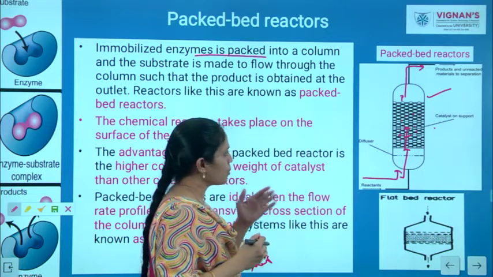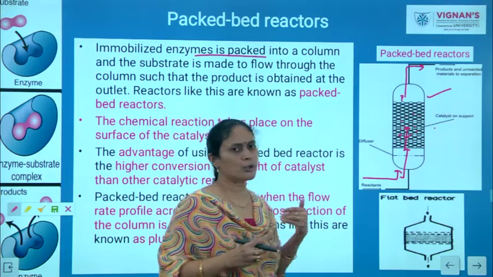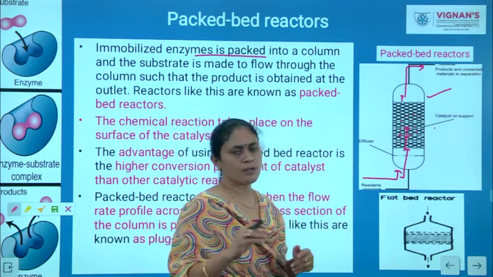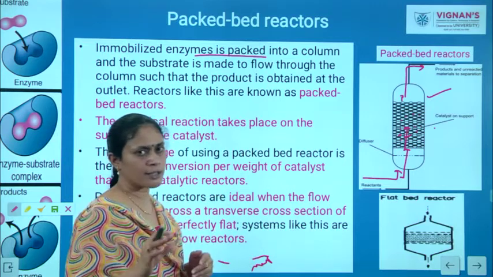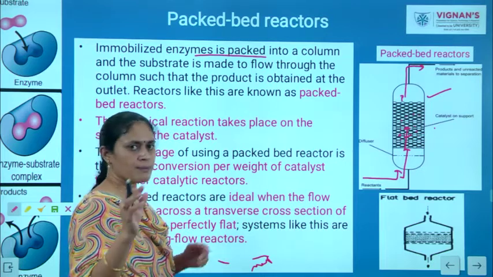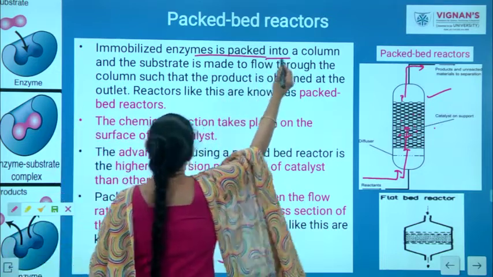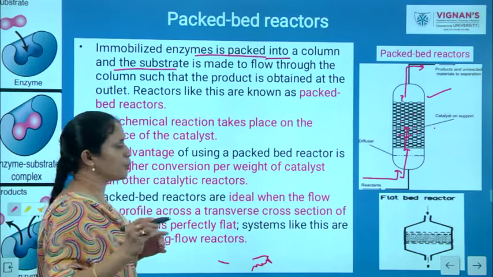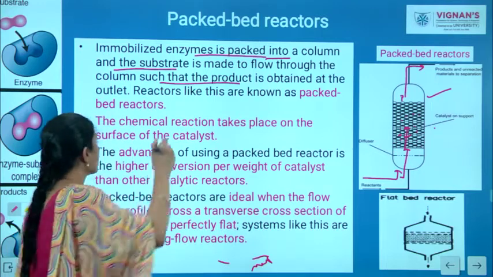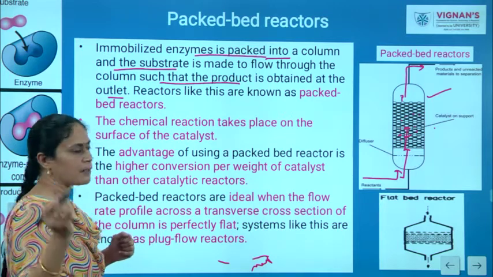Along with the product, you can also separate the unreacted components of your reactants. And if you want to utilize your substrate completely, recirculate your substrate once again to your enzyme, so that the remaining unreacted component of your substrate can also be converted into your product with the action of the enzymes immobilized in your support. So the immobilized enzyme is packed into the column, and the substrate is made to flow through the column such that the product is obtained at the outlet, and reactors of this sort are called packed bed reactors.